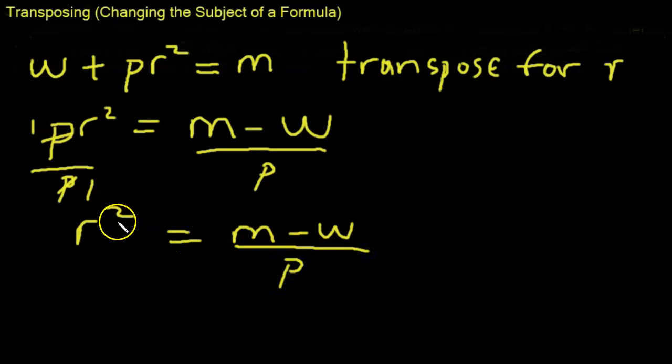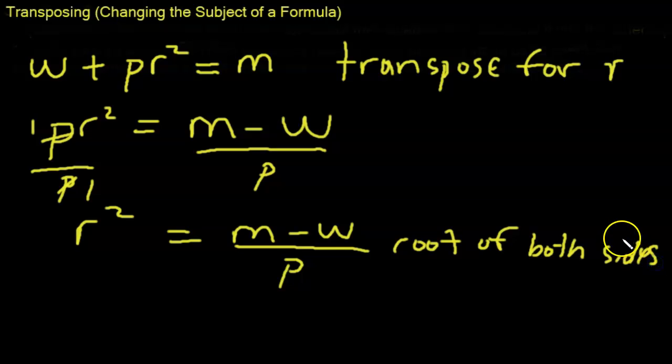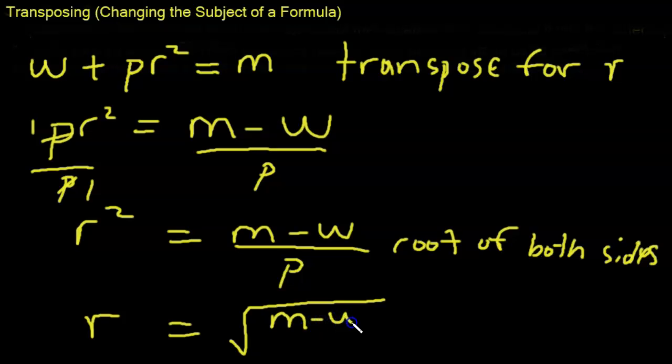So if R squared is equal to all of this expression on the right hand side here, then what is R? You're correct. We can take the square root of both sides. So we take the square root of R squared, we get R. And we take the square root of everything on the right hand side, the square root of M minus W upon P. And there we have R as the subject of the formula.